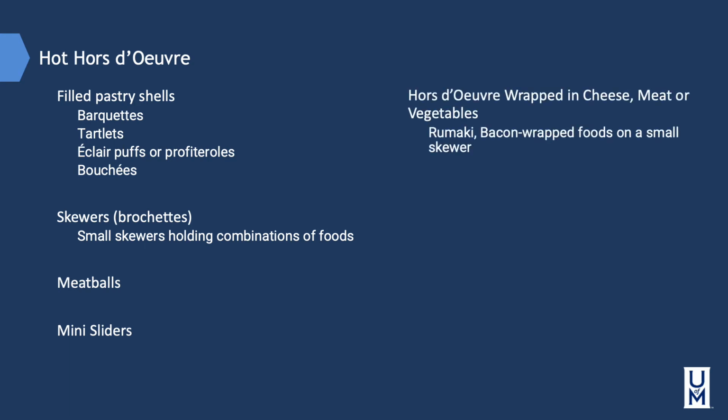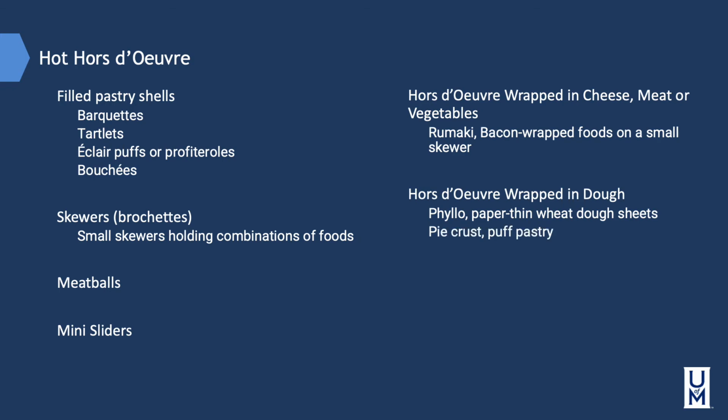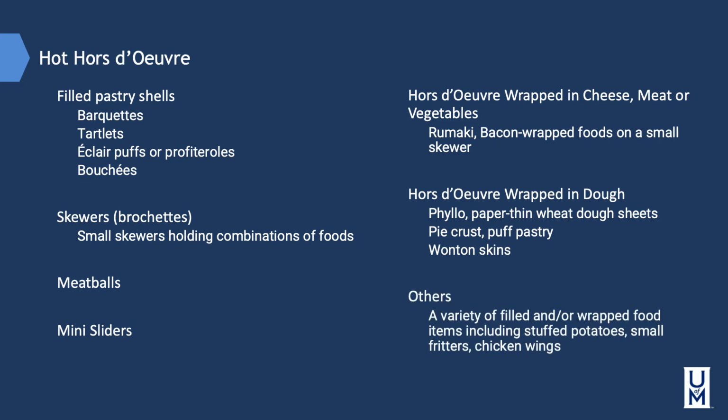Hors d'oeuvres wrapped in cheese, meat, or vegetables, such as rumaki, which is bacon-wrapped foods on a small skewer. Hors d'oeuvres wrapped in a dough, such as phyllo dough, which is paper-thin wheat dough sheets, pie crust or puff pastry, and wonton skins. And then other kinds, a variety of filled or wrapped foods and items including stuffed potatoes, small fritters, even chicken wings.